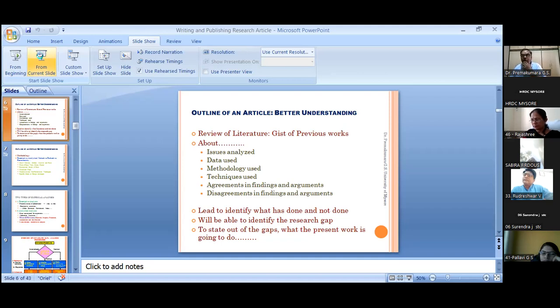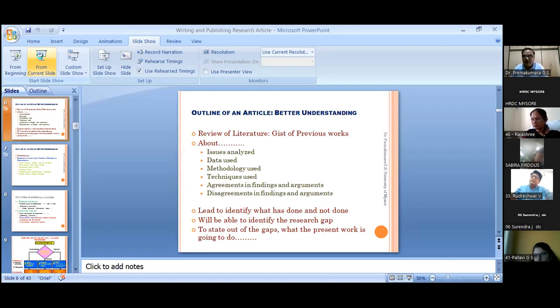So without doing a review of literature, you cannot write the introduction, you cannot talk about the methodology, the data, how to interpret and analyze, how to conclude, or how to write the abstract. Nothing is possible without reading, without going through the review of literature. So review of literature is so important.